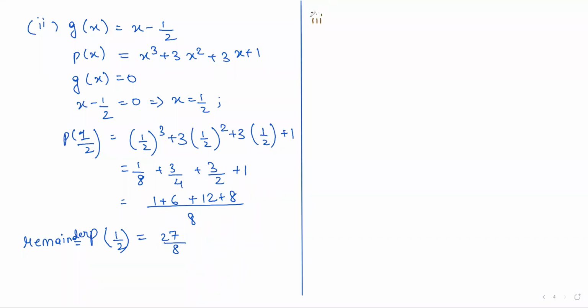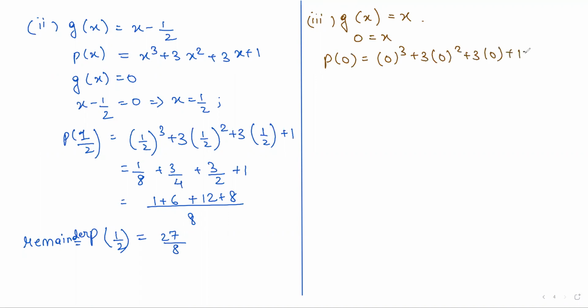Next, the g of x in the third case is x. So equating it with 0, your x becomes equal to 0. P of 0 can be calculated as 0 cubed plus 3 into 0 square plus 3 into 0 plus 1, which is equal to 1, which is your remainder.